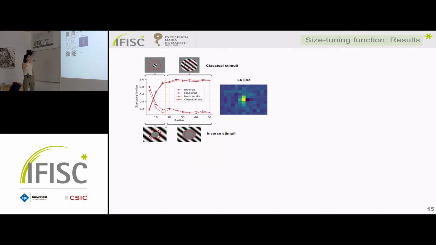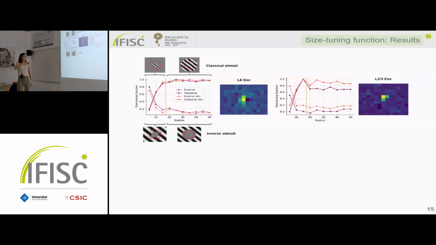For the inverse stimuli, this neuron decreases its activity as the proportion of gray screen that it sees increases, until it also reaches a saturation point, a minimum value that is close to the spontaneous firing rate of that neuron.